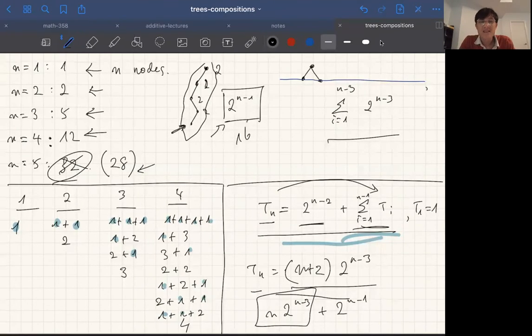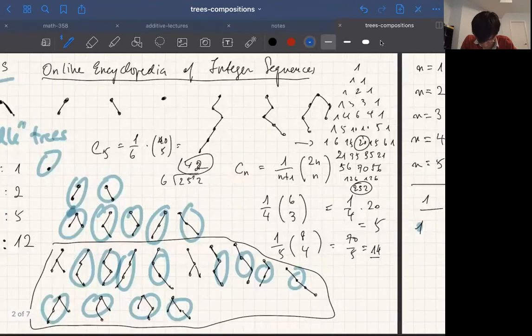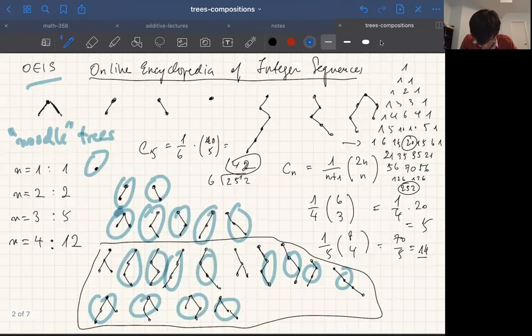Are we missing a case? Is there a way to get these kinds of trees that don't start like this or start like that? It doesn't look like it from this picture. Why don't we try with n equals 4, since I have all these trees up?